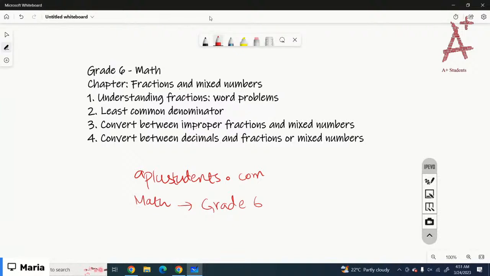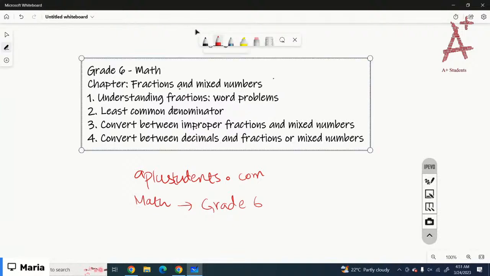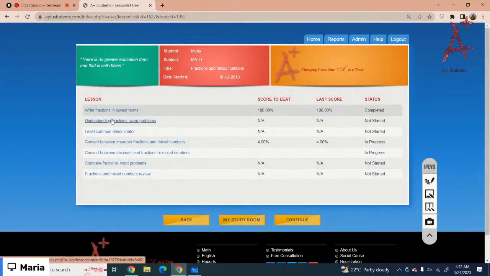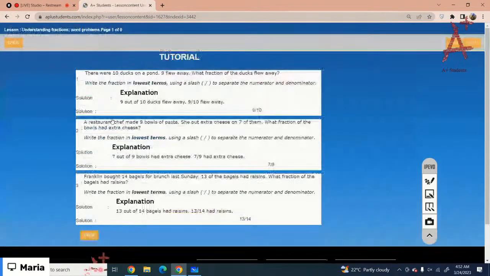So let's just start with the first lesson, that is understanding fractions word problems. Here I'm on grade 6 maths. Chapter name is fractions and mixed numbers. And here is the lesson we're going to start with, understanding fractions word problems.